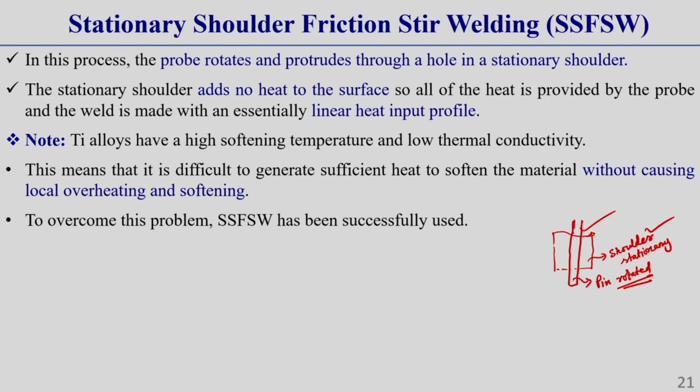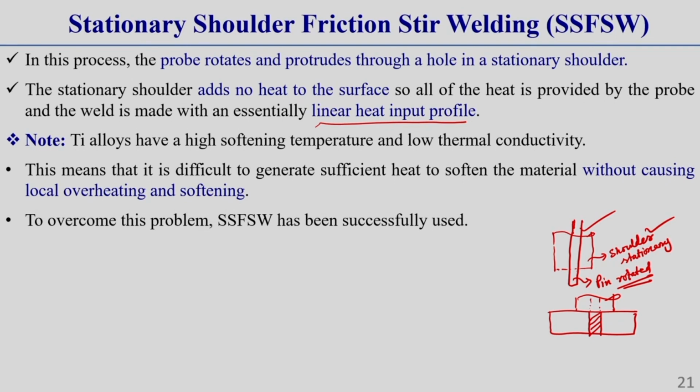So, all the heat is provided by the probe and the weld is made with an essentially linear heat input profile. Since the shoulder does not create any heat, the weld zone created generally depends on the tool pin size. That is why I have written that generally we get a linear heat input profile. Due to this tool pin the weld zone is created, so you can get more uniform heating or weld profile through the thickness.